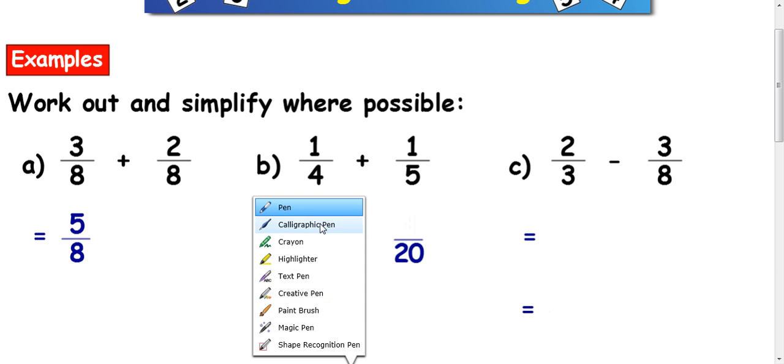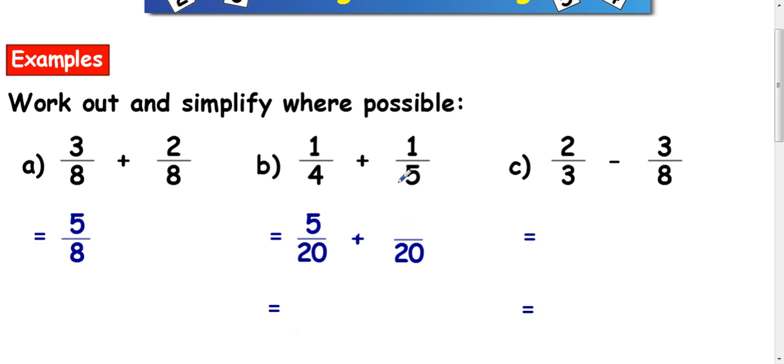Some people find it easier to look at it like this. You're timesing this by 5 and then you're timesing up by 5. Okay, and on the other side, to get from 5 to 20 I'm timesing by 4. So do exactly the same to the top. So you're timesing across by 4 and then timesing up by 4. And that creates 4 over 20 on the other side.